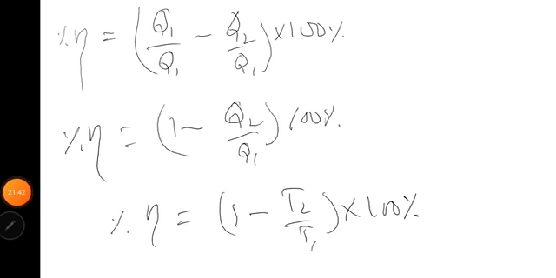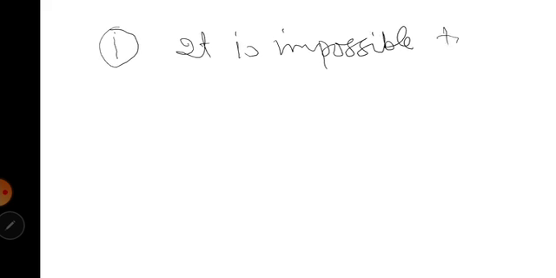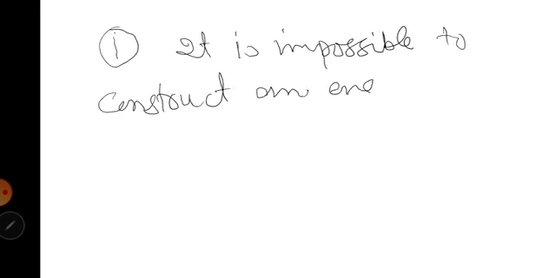Now, today we studied heat engine and the second law of thermodynamics. The first statement of the second law of thermodynamics is that it is impossible to construct an engine which continuously operates in a cyclic process.